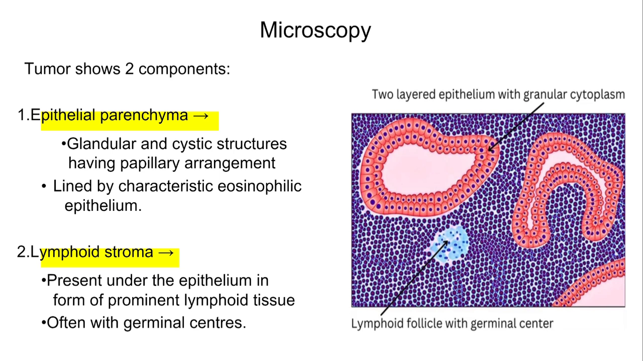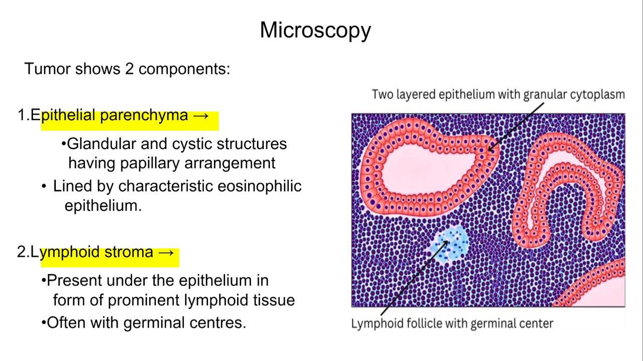In this slide, we are diving into the microscopic features of the tumor, which is essential for understanding its pathology. Firstly, let's talk about the two key components observed in microscopy. First one is epithelial parenchyma. This refers to the glandular and cystic structures. These structures are notable for their papillary arrangement. This means they have finger-like projections, which is a classic feature we look for under the microscope. Here you can see that.